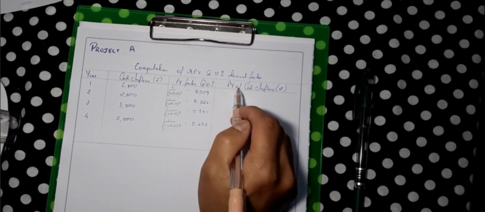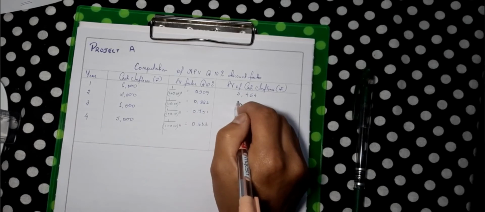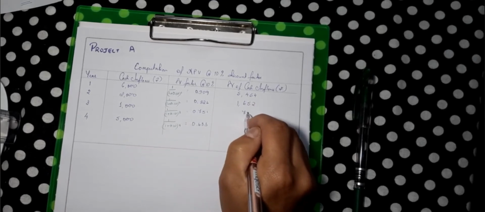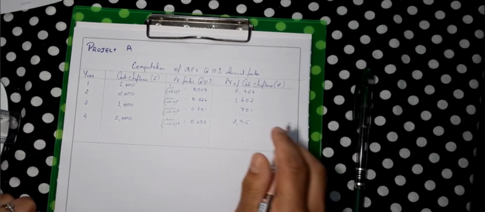Okay, so present value of cash inflows. PV into cash inflows: 0.909 into 6,000 should amount to rupees 5,454. For the second year, 2,000 into 0.826, 1,652. For the third year, 0.751 into 1,000, it is rupees 751. And then for the fourth year, 0.683 into rupees 5,000, it should come to rupees 3,415. And then after this, we generally close this table.